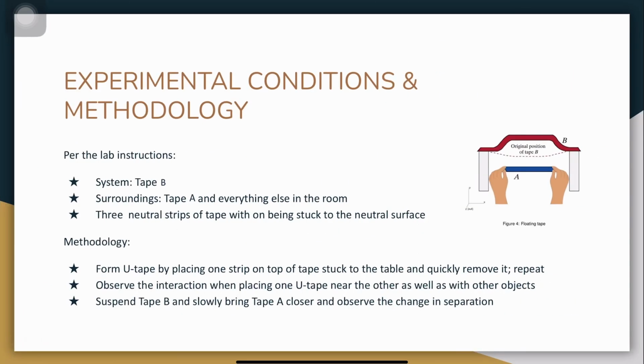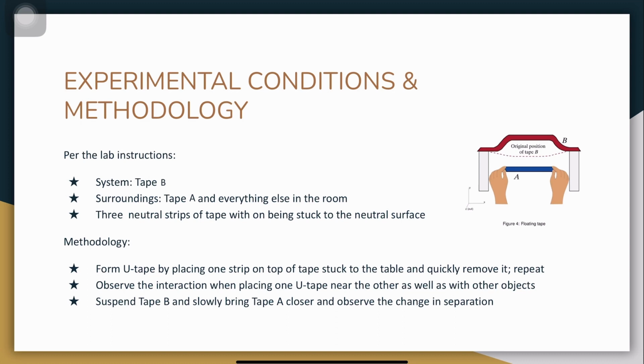Per the lab instructions, the system is going to be tape B, and the surroundings are going to be tape A and everything else within the room. There will be 3 strips of tape total. We're going to form a U-tape by placing one strip on top of another strip on the table and quickly removing that top strip. And we repeat this for the second piece of tape.